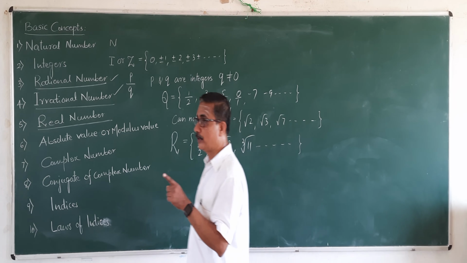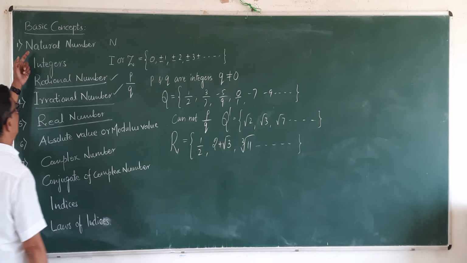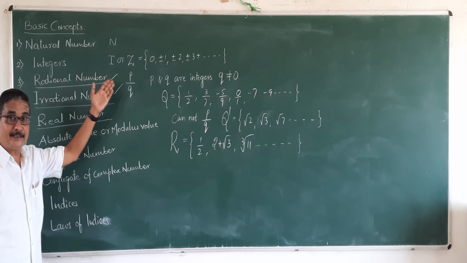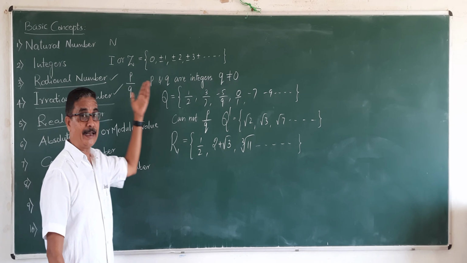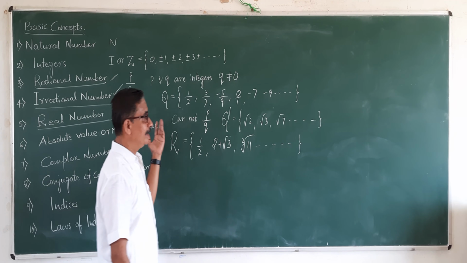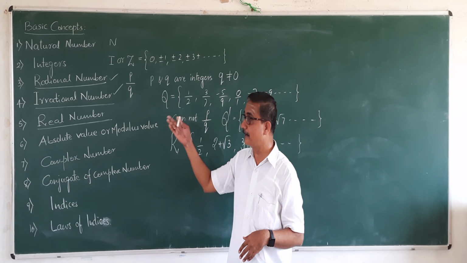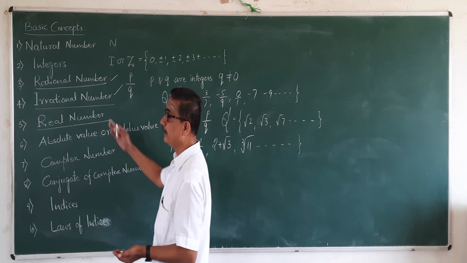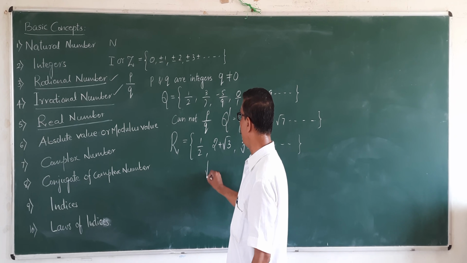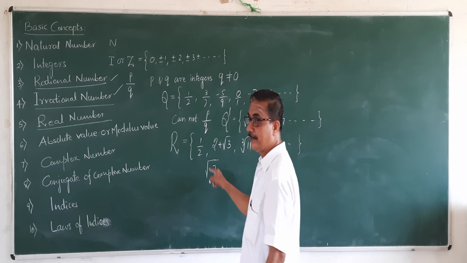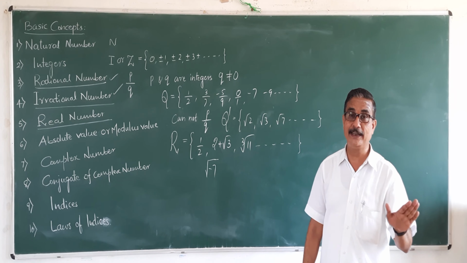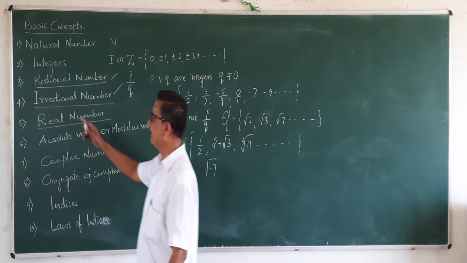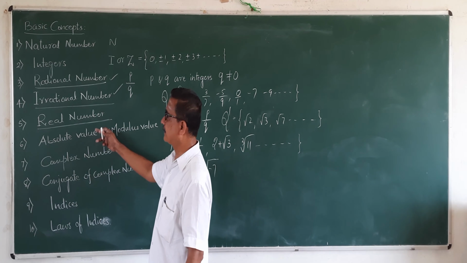Remember, note that every natural number is a real number. Every integer is a real number. Every rational number is a real number. Every irrational number is a real number. All numbers are real numbers. Which is not a real number? Under root of a negative value. If a negative sign comes inside the root, that is not real, it is imaginary. So this is what we discussed yesterday.